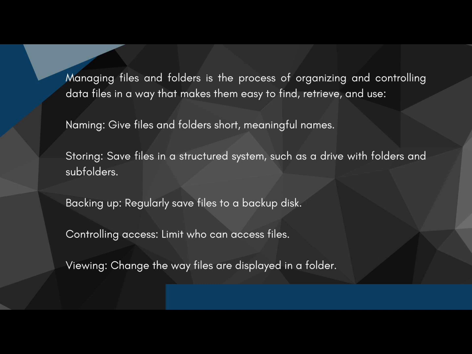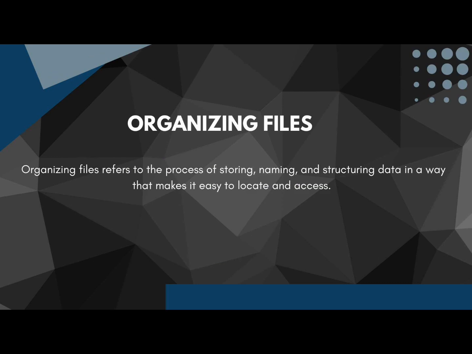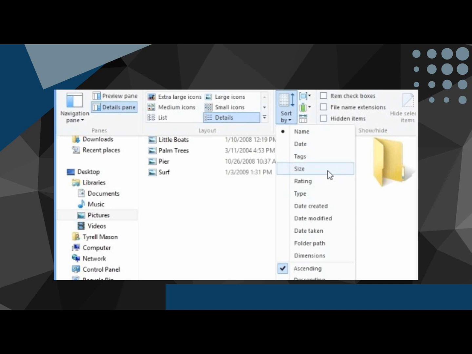Number 4 is controlling access. Limit who can access files. And last is viewing. Change the way files display in a folder. Organizing files refers to the process of storing, naming, and structuring data in a way that makes it easy to locate and access. In this slide, a screenshot showing a file explorer window with files and folders.